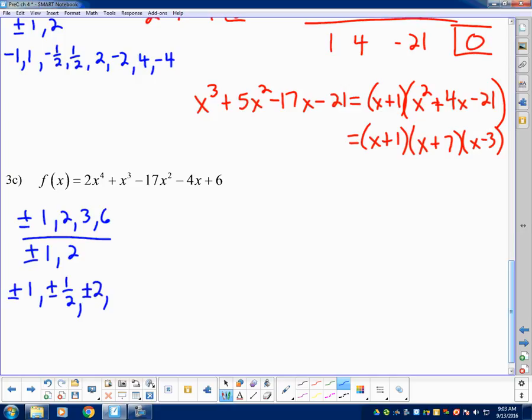Then we have 3 over 1, which is plus or minus 3, and then 3 over 2, which is plus or minus 3 over 2. And then move on to the 6. 6 over 1 is plus or minus 6. 6 over 2 is plus or minus 3, which we already have. All right, so those are all of our possibilities.